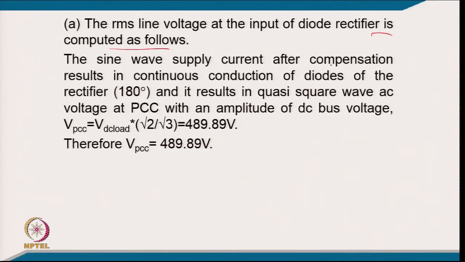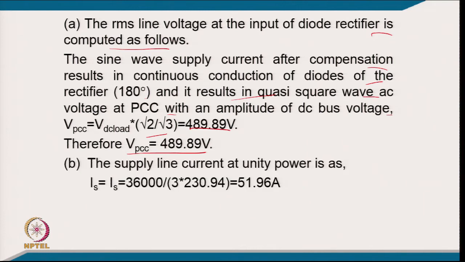So, the sine wave supply current after the compensation results in a continuous conduction of the diodes of the rectifier, and it results in a quasi square wave AC voltage at the PCC with the amplitude of the DC bus voltage, PCC equal to VDC into root 2 by 3. So, it comes to 489.89. Therefore, the PCC RMS voltage at the input of the diode rectifier is 489.89.